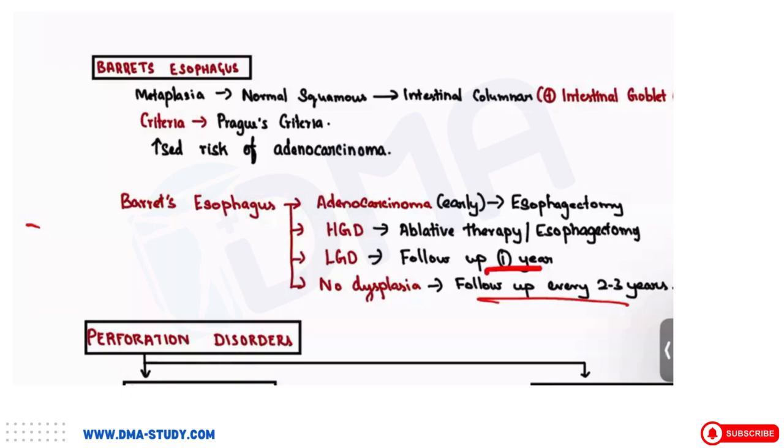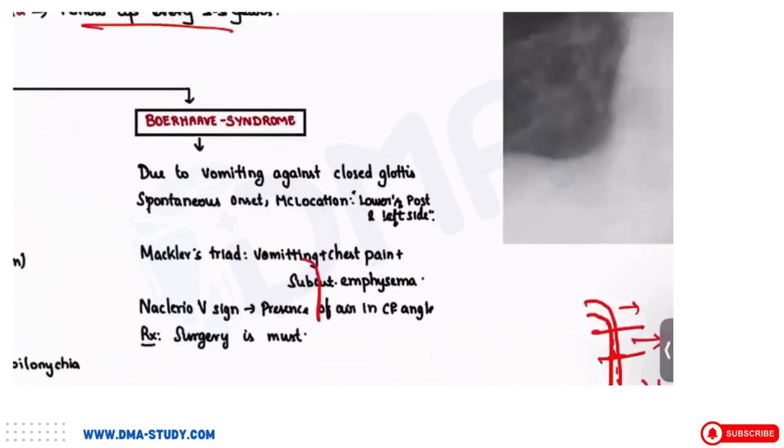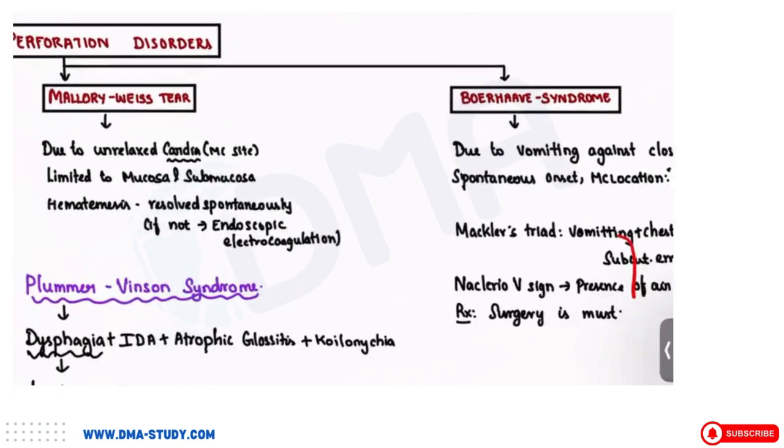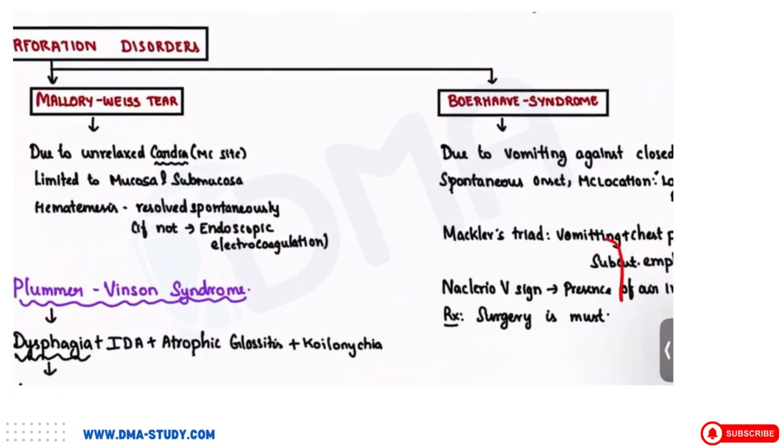Okay, now we are talking about the tear. Speaking about the tears, there are two types: one is the Mallory-Weiss tear and the other is Boerhaave syndrome. Mallory-Weiss tear is due to an unrelaxed cardia. The cardia of the stomach becomes unrelaxed, so the content which has been staying for a long time may rupture your esophagus.